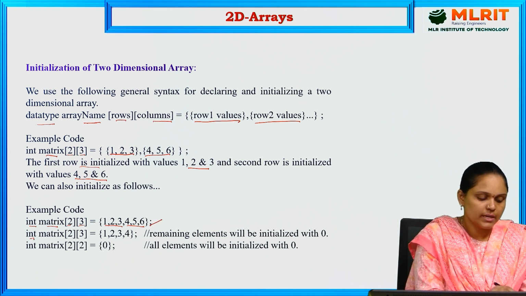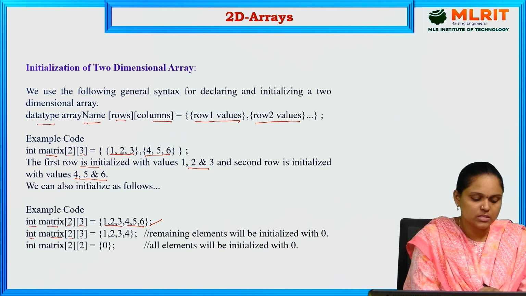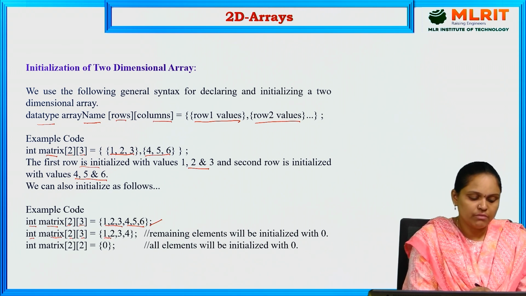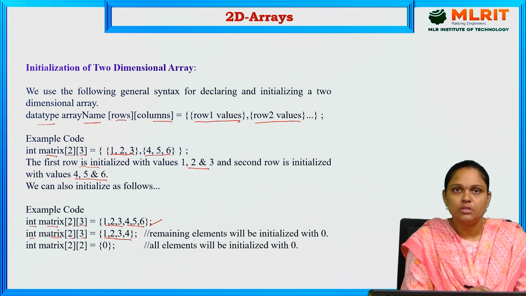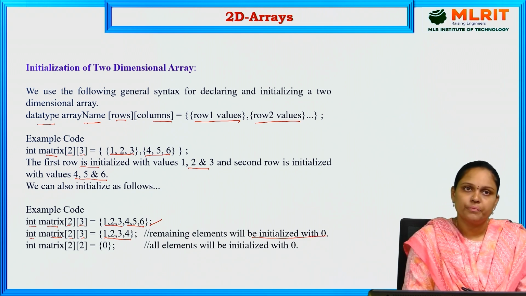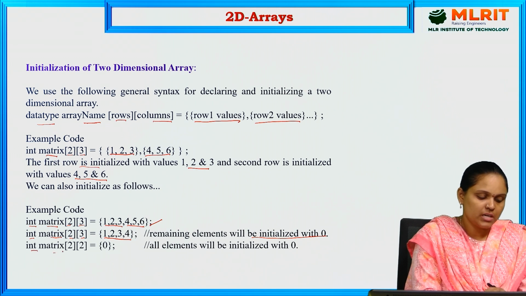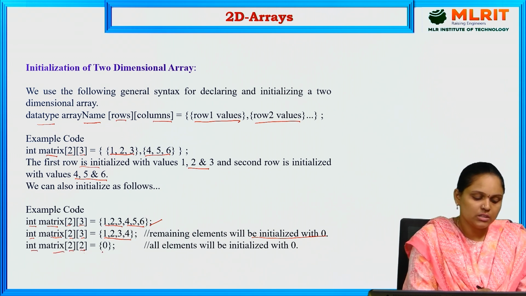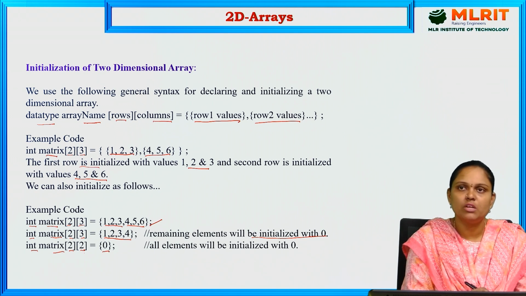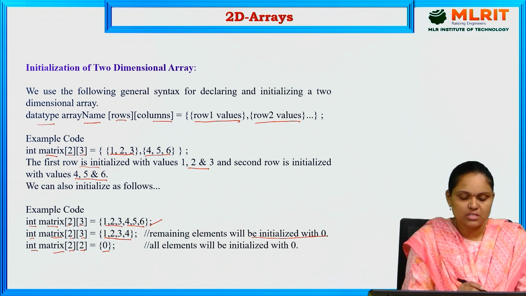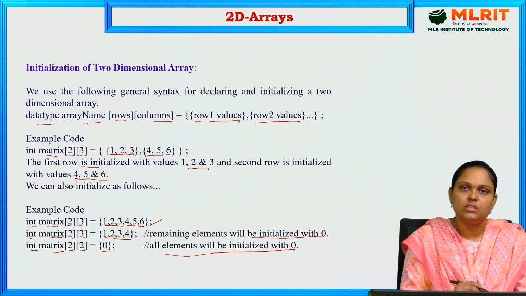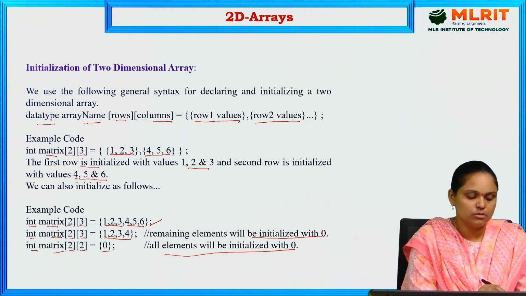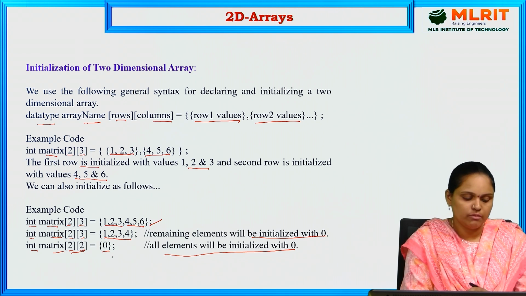The next one is int matrix, where 2 is the row size and 3 is the column size, and here we have given only 4 elements instead of 6. So the remaining elements will be initialized with zeros. Coming to the next one, int matrix[2][2], which means a 2 by 2 matrix, 2 rows and 2 columns. Here we have given all the matrix values as 0, which means all the elements will be initialized with 0. All 4 values will be initialized with zeros in this 2 by 2 matrix if you have given it in such a way.